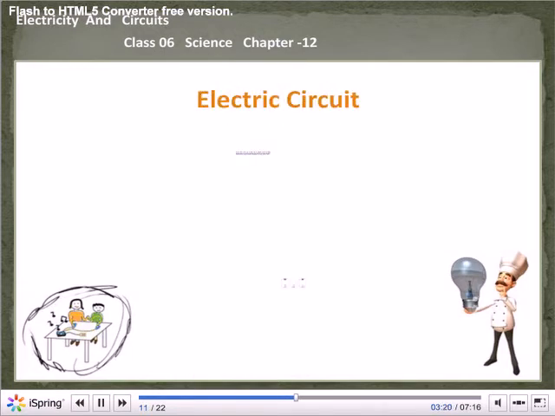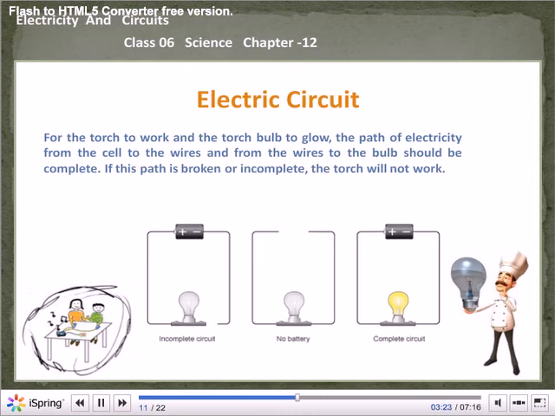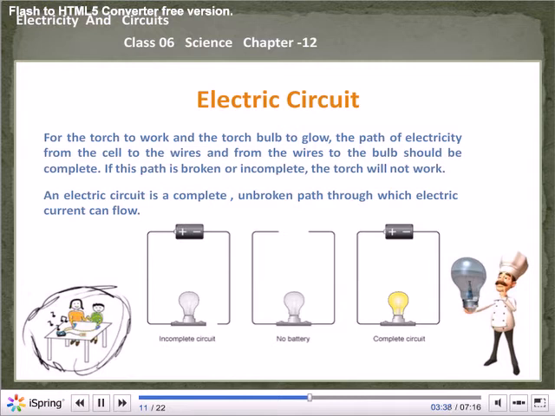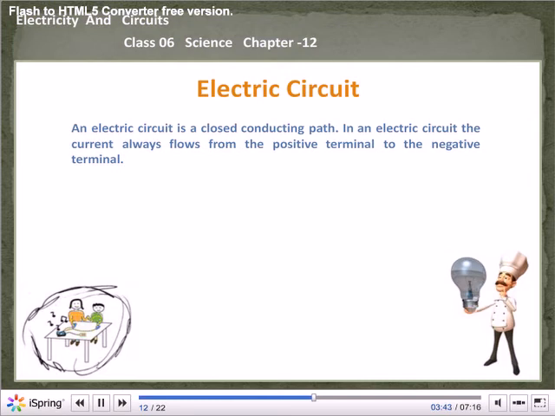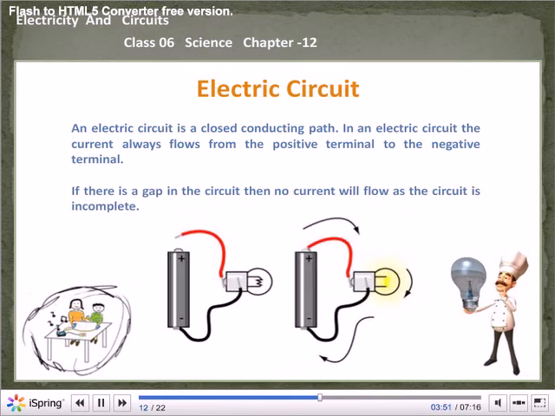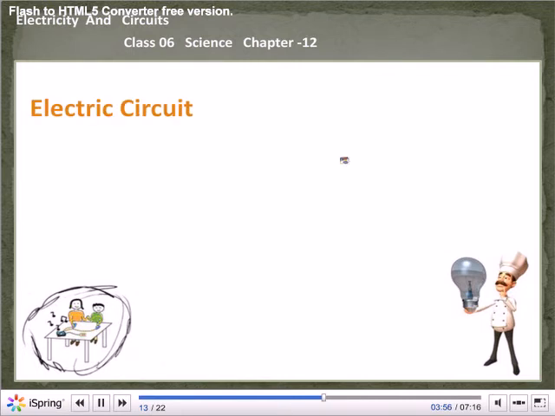Electric circuit. For the torch to work and the torch bulb to glow, the path of electricity from the cell to the wires and from the wires to the bulb should be complete. If this path is broken or incomplete, the torch will not work. An electric circuit is a complete, unbroken path through which electric current can flow. An electric circuit is a closed conducting path. In an electric circuit, the current always flows from the positive terminal to the negative terminal. If there is a gap in the circuit, then no current will flow as the circuit is incomplete.